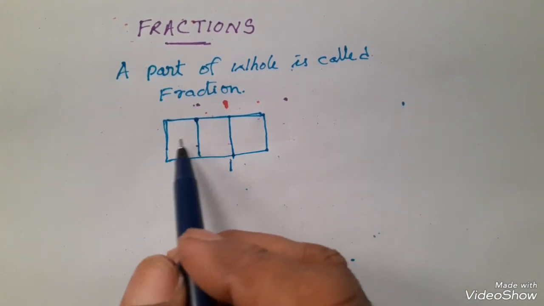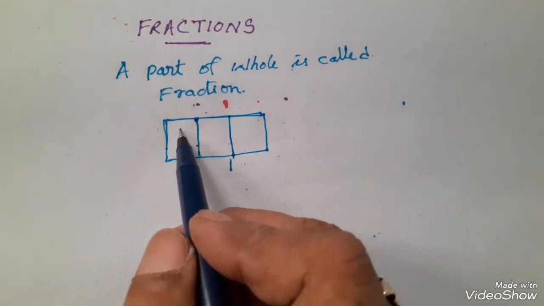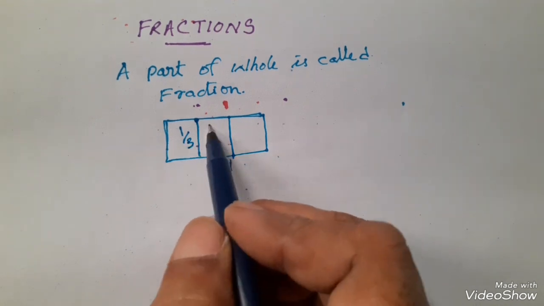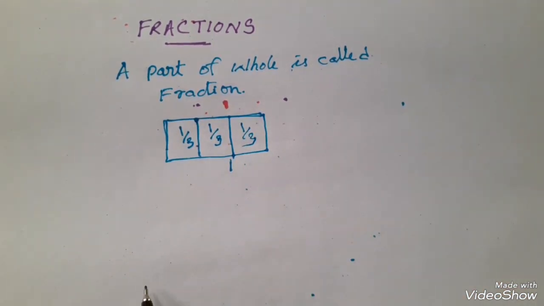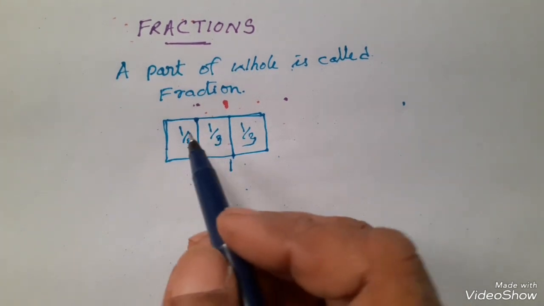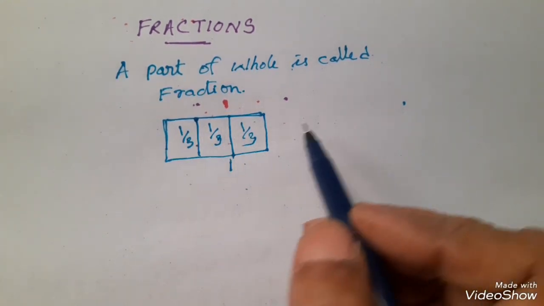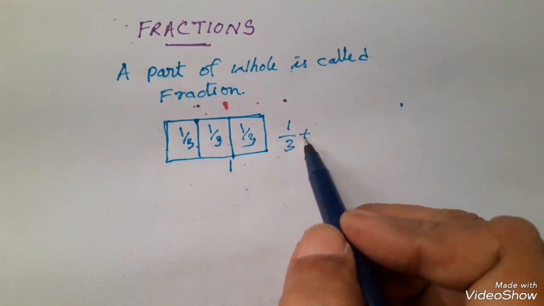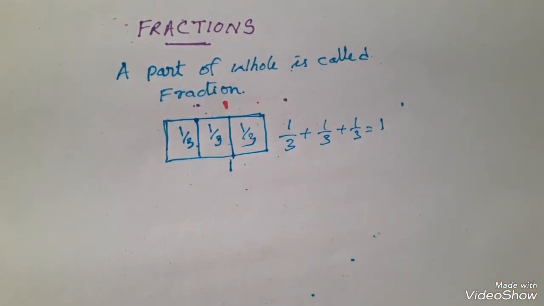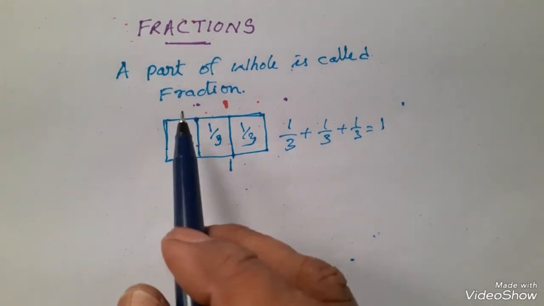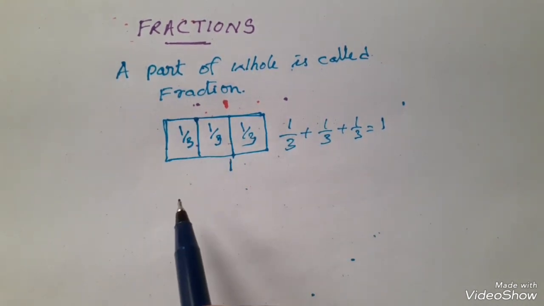So each part is denoted by 1 by 3, this is 1 by 3, this is 1 by 3. So all parts, 1 by 3 plus 1 by 3 plus 1 by 3, again we get the whole. So a part of whole is called a fraction.